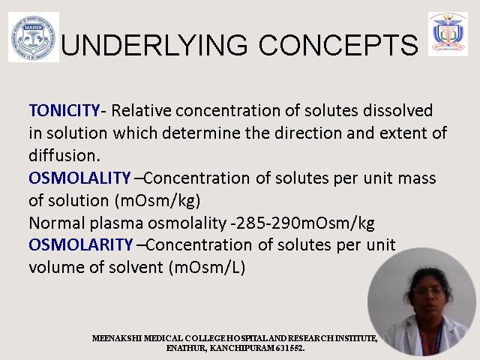First we should know about our concepts based on tonicity, osmolality and osmolarity. What is tonicity? It is a relative concentration of the solutes dissolved in solution which determine the direction and extent of the diffusion. Osmolality, the concentration of the solute per unit mass of the solution, milliosmoles per kg. Normal plasma osmolality is 285 to 290 milliosmoles per kg. What is osmolarity? Concentration of solutes per unit volume of the solvent, which is milliosmoles per liter.